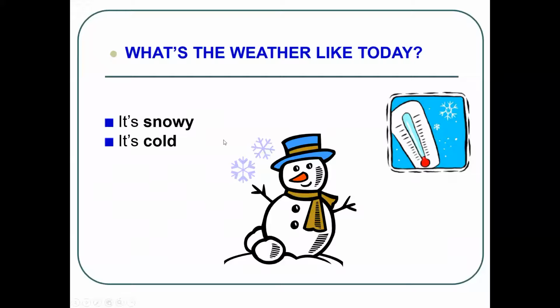It's cold means it maybe is not snowing, but it's cold outside, right? We can see this is a thermometer. Our temperature is dropping very low. It's very cold in the winter. Sometimes in spring and fall, the seasons spring and fall, it can be cold.